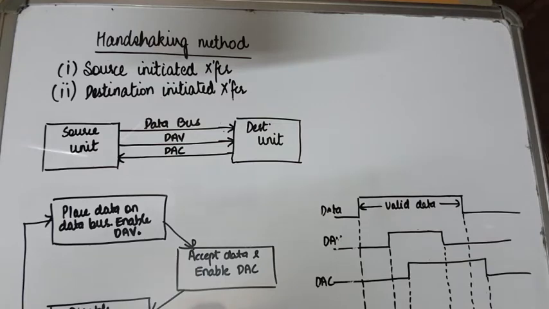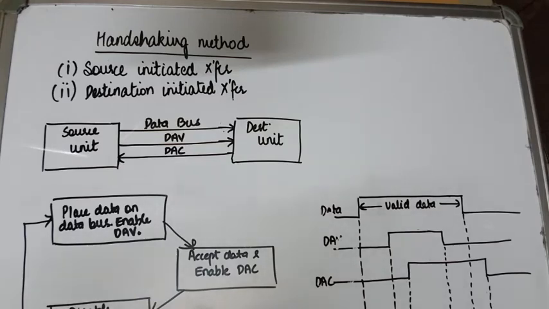Now let us study the handshaking method of data transfer. Earlier in the lecture, we discussed the strobe method of data transfer, which had a disadvantage: in source-initiated data transfer, the source unit initiated the transfer, and in destination-initiated data transfer, the destination unit initiated the transfer, but the strobe method did not have any confirmation of data transfer.